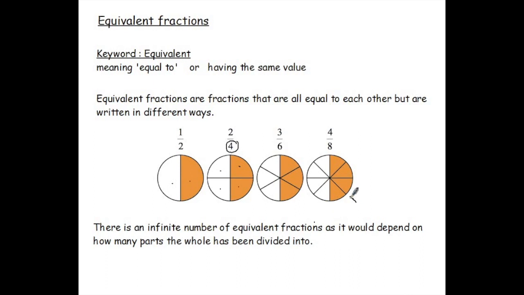You can see this last picture is split into 8 parts altogether. It's an eighth, but 4 are shaded, so 4/8 is another way of writing a half. There is an infinite number of equivalent fractions, as it would depend on how many parts the whole has been divided into. For example, if you had 100 parts altogether, to have a half of them you'd need 50 shaded. So 50 over 100 is another equivalent fraction of a half. But like we said, there is an infinite number of them.